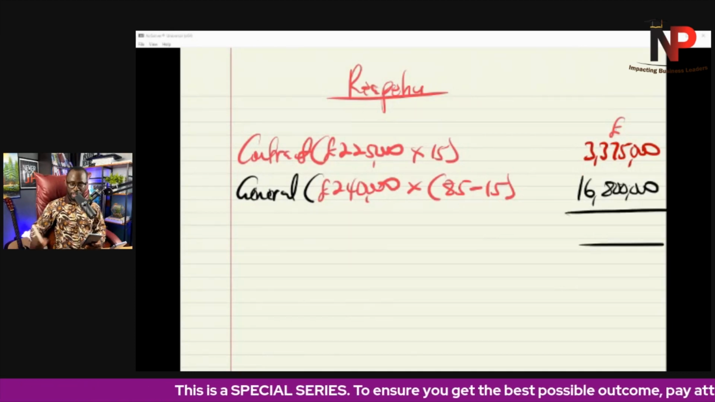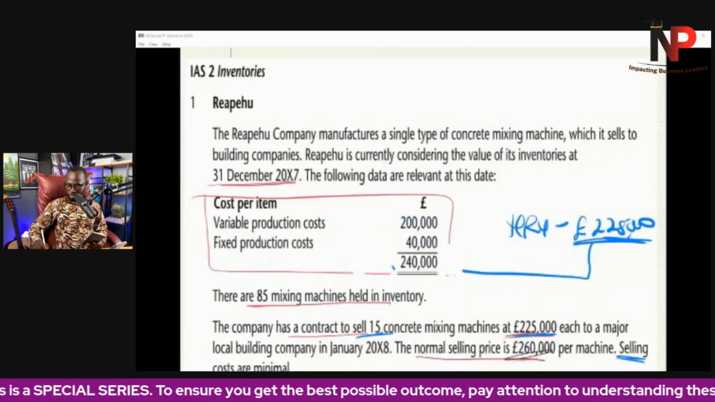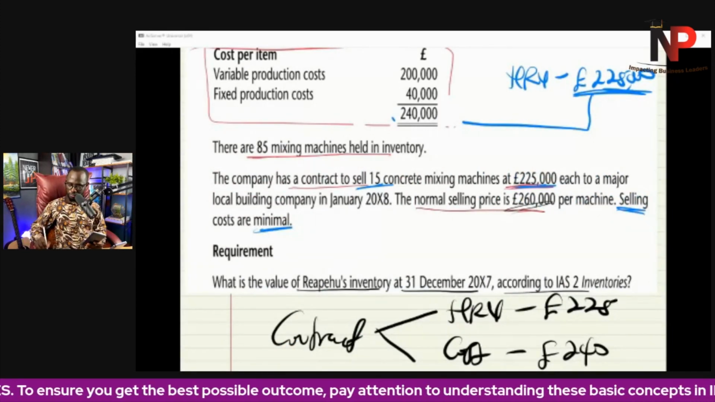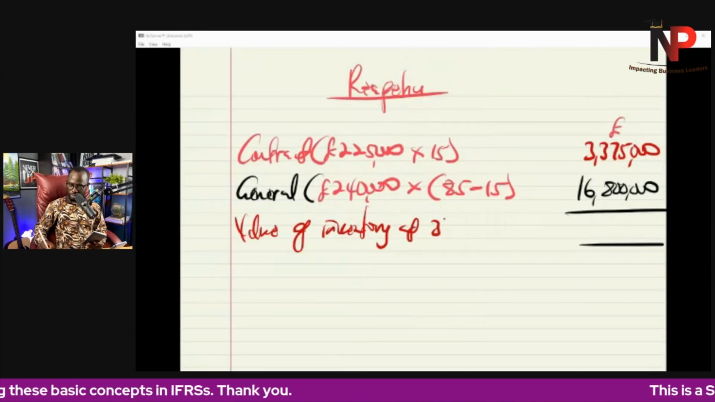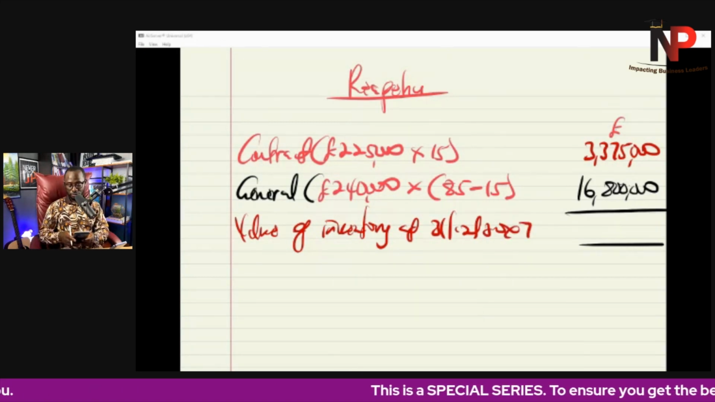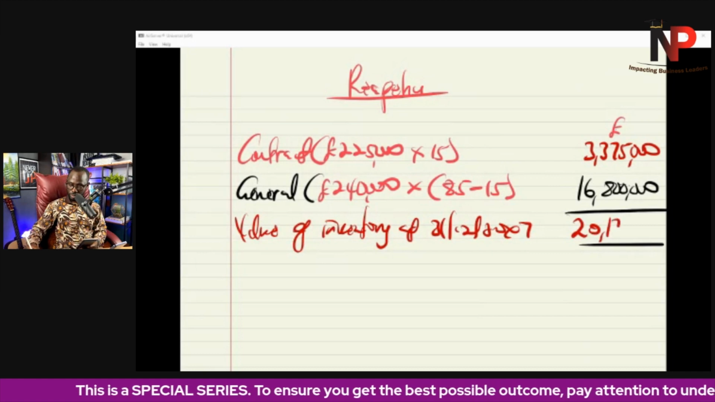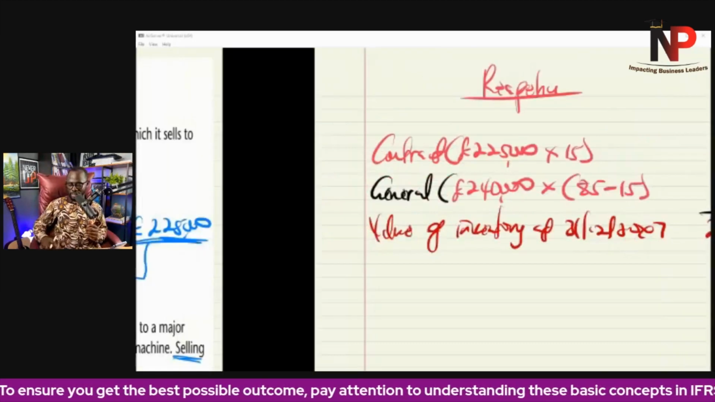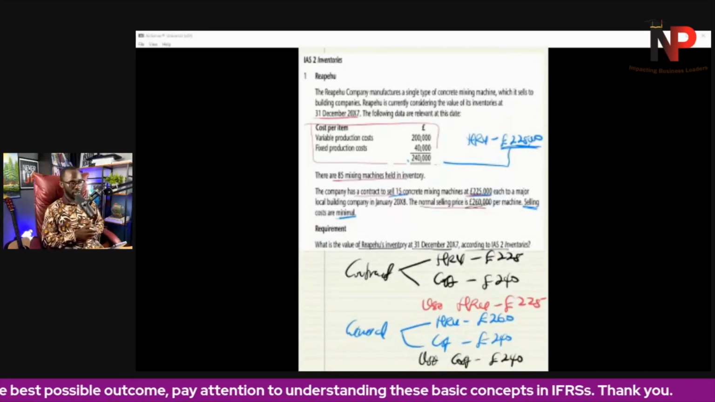That is 16,800,000. So we add the two up. Remember the requirement of the question, the value of inventory at the reporting date, 31st December 20X7, will be 16,800,000 plus 3,375,000, and that is 20,175,000. So that is the answer to the question. That is basically the idea about IAS 2 Inventories, how we determine the valuation using the lower of cost and net realizable value. I'll see you in the next video as we continue with our discussion.